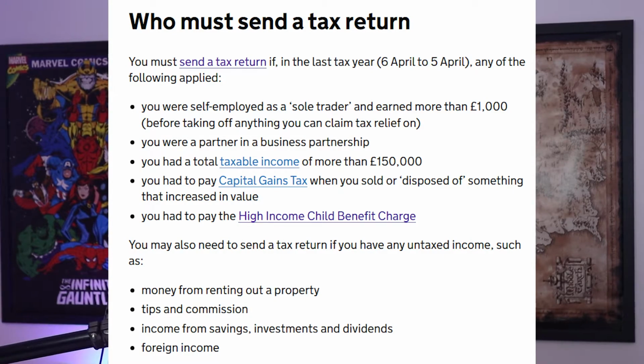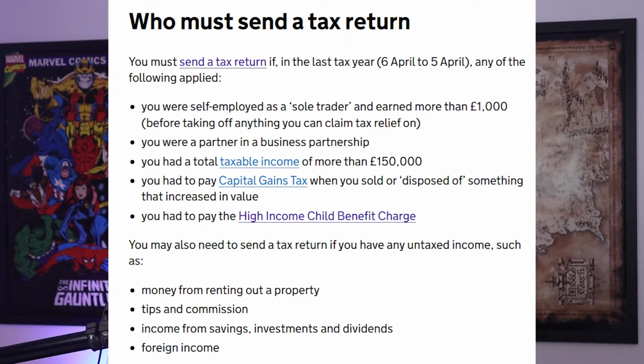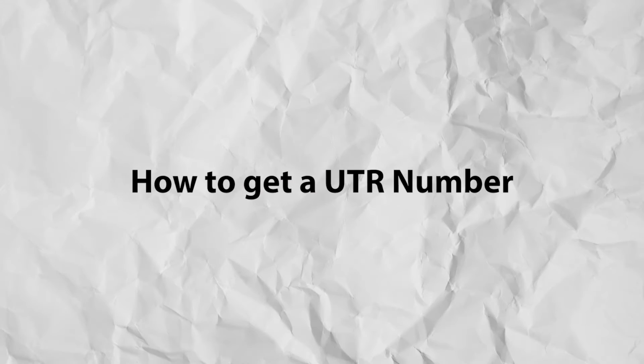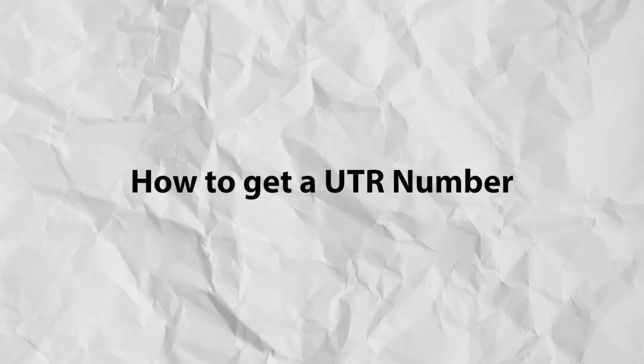There are many reasons why an individual might need to complete a self-assessment tax return, including those working under CIS, individuals with self-employment, and those with rental income. But whatever the reason, it won't actually be possible to submit a tax return until you've obtained a unique taxpayer reference. So, how do you actually get a UTR number in the first place?